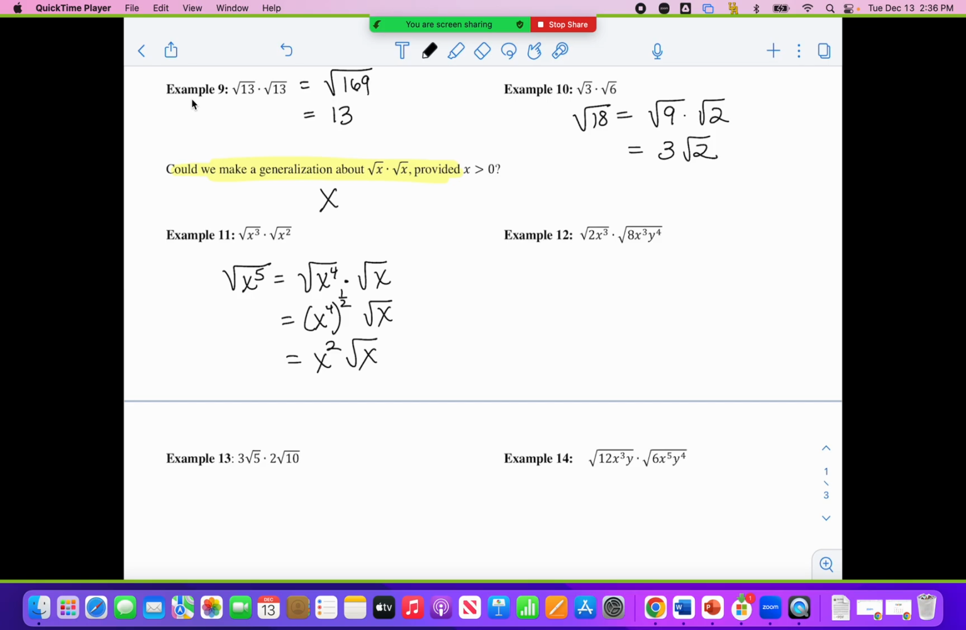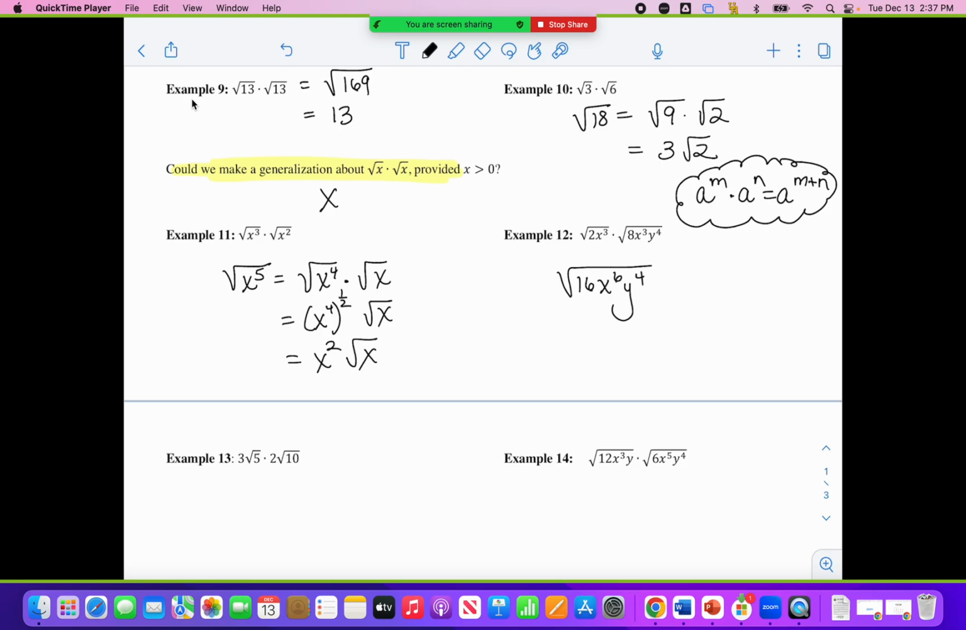All right, example 12. I'm going to go ahead and multiply these and get 16x to the 6th, y to the 4th. And let me just remind you of this algebra 1 exponent property. A to the m times a to the n equals a to the m plus n.